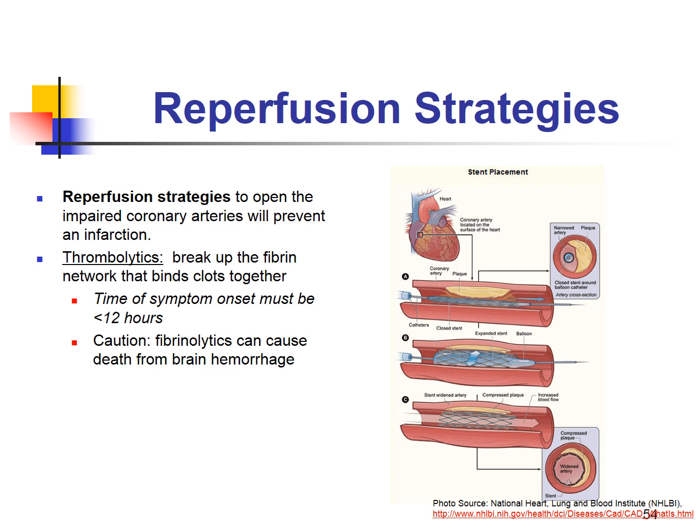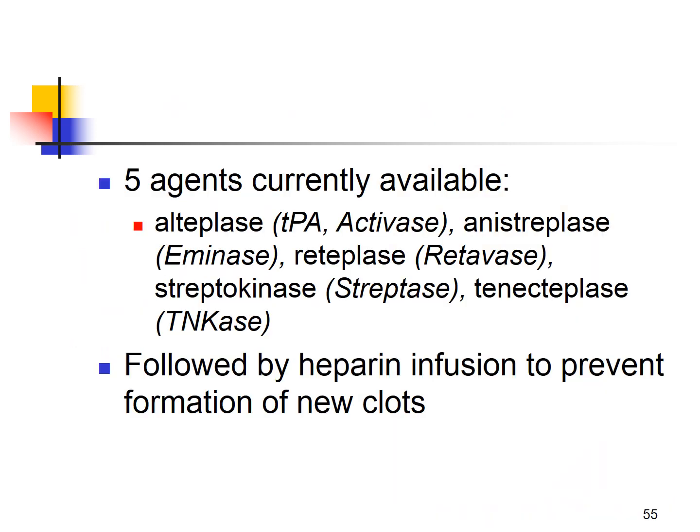Next slide. And then reperfusion strategies are important because most of these conditions happen because of obstruction, right? So we want to reperfuse the area, and you can make sure that we are giving the patient thrombolytics, which will break down the fibrin that binds the clot together. So usually the time of symptom must be less than 12 hours. Hemorrhaging is a problem here to reperfuse, so you have to assess for bleeding tendency.